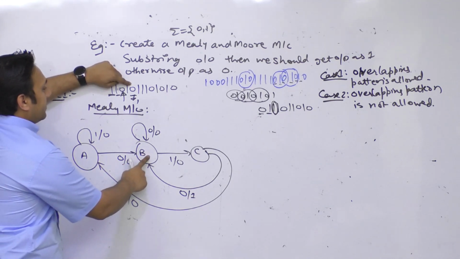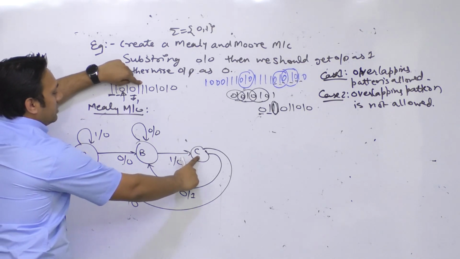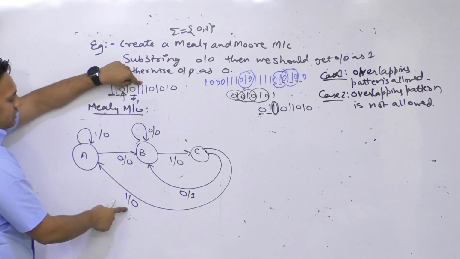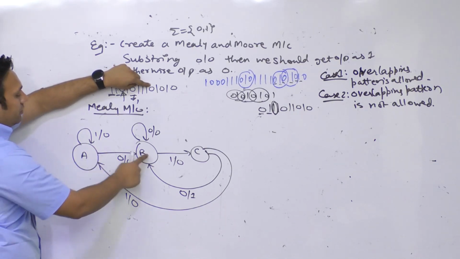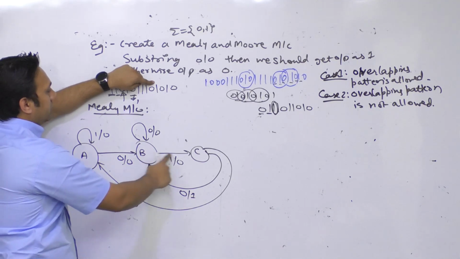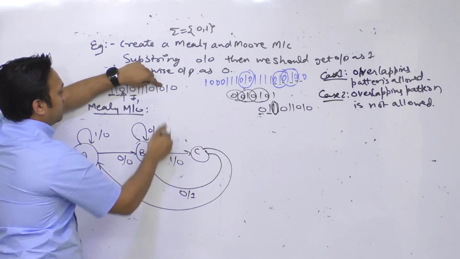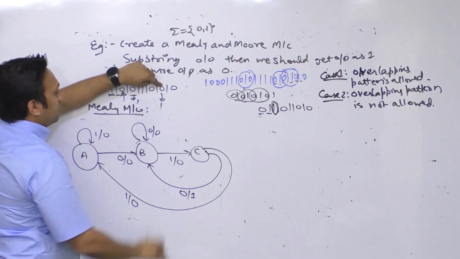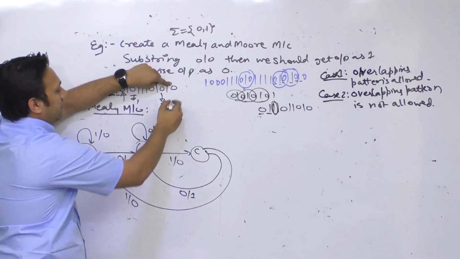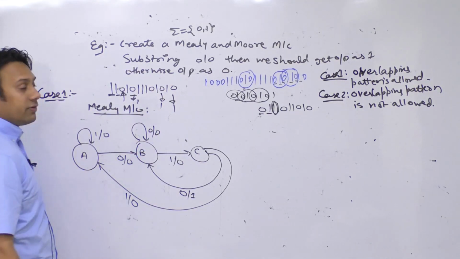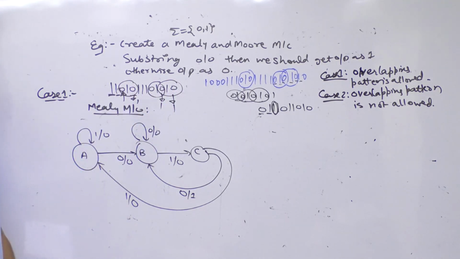Now we are currently at state B and we got a 1, so from B we go to C, and we got 1 again, so from C we go to state A, output is 0. Again we got 1 from A to A, then again we get 0 from A to B, again we get 1 from B to C, again we get a 0 from C to B, and output is 1. Again we are getting a 1 from B to C, again a 0 from C to B, and again we are producing output as 1. So whenever we get a pattern which is 0 1 0, it will always produce an output as 1.